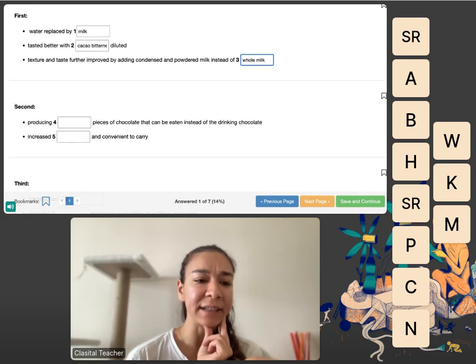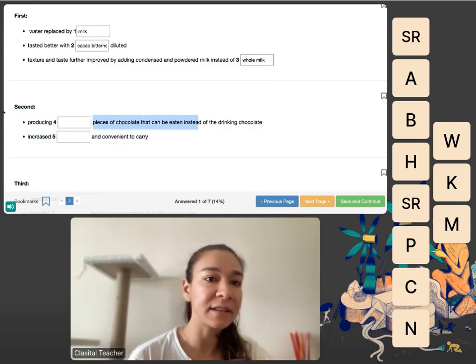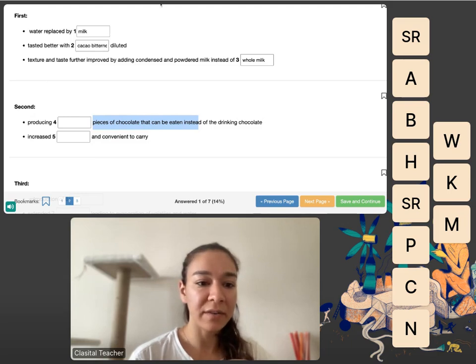It says second, producing something, pieces of chocolate that can be. Let me send it to you too, so you can write. You can see it too.